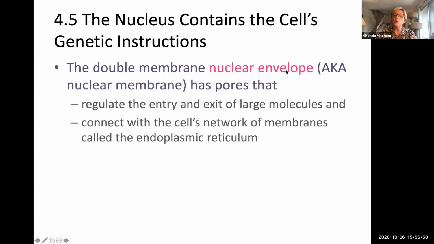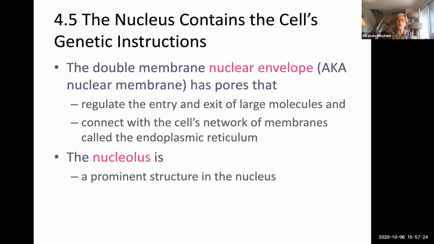All right, so the nuclear membrane, just like the plasma membrane, is a phospholipid bilayer. So it's a double layer, just like the cellular membrane. It does have to have pores in it though, and that allows for the movement of certain material in and out of the nucleus. So the nuclear membrane does regulate what moves in and out of it, and it does this by connecting to what comes next, the endoplasmic reticulum.